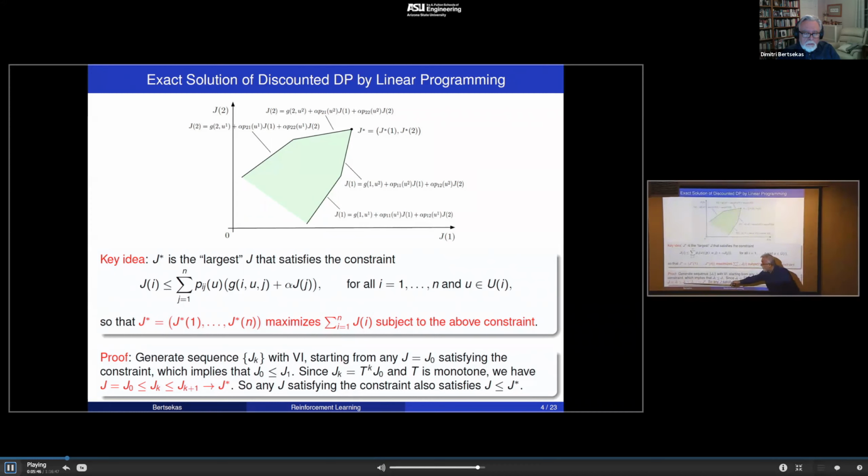And we have this relation here. Every one of these J's is going to be moving to the northeast. And you can also see that it stays in here in the polyhedron, but that's not important. What's important is that value iteration converges to J star. Therefore, every J within this green polyhedron lies to the southwest of J star, okay? And J star also satisfies this inequality, obviously, by Bellman's equation. So J star lies on the green polyhedron, and everything else in the green polyhedron is below and to the southwest. That's the proof.